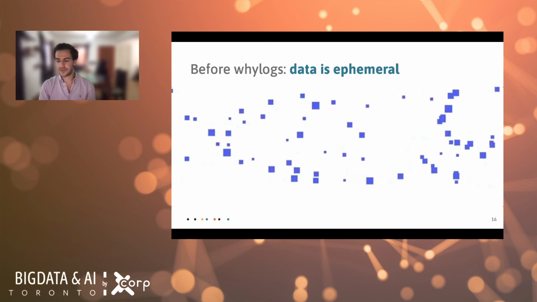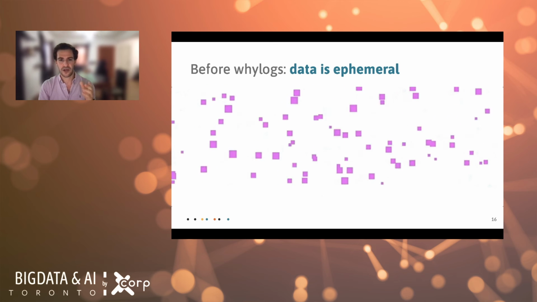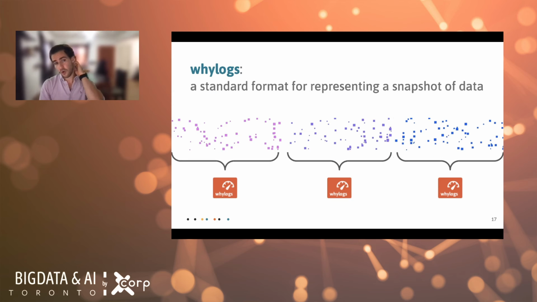So before YLogs, we've got this overwhelming, complicated streaming process that can be really hard to keep track of. Now, with YLogs, we can use a standard format for representing a snapshot of the data. We can take these profiles, which effectively are photos, brief summaries of the data at any given point in time. And we can use this standard format to say, my data has changed over time, which indicates to me that the performance of my model has been changing too. So YLogs creates a standard format for representing a snapshot of data.